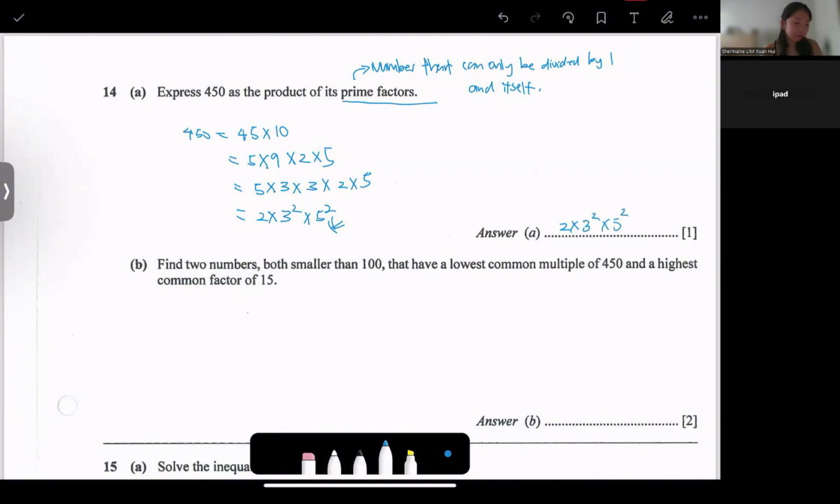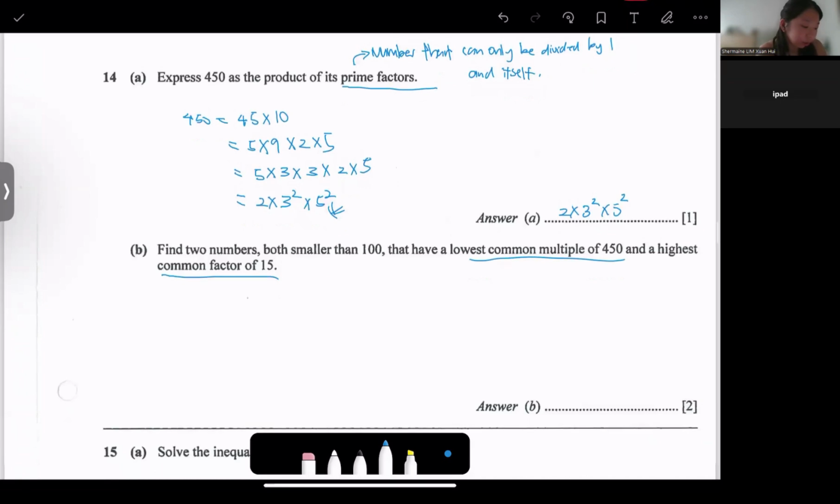for 14a. Now, 14b. Find two numbers, both smaller than 100, that have a lowest common multiple of 150 and a highest common factor of 15. Wow. Okay, so lesser than 100, lowest common multiple of 150, common factor of 15. So from this question itself, you know that both numbers should have 3 and 5 inside. So let's give these two numbers a name. Number 1, we have A, and number 2, we have B.